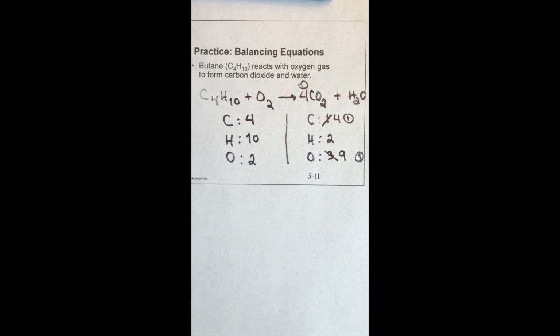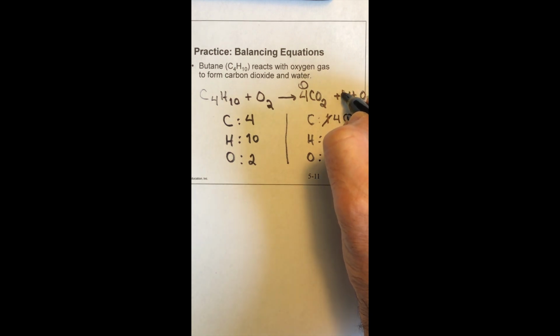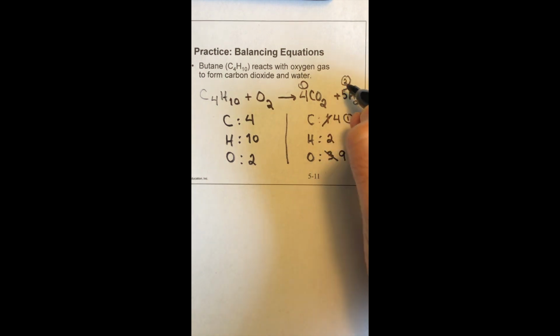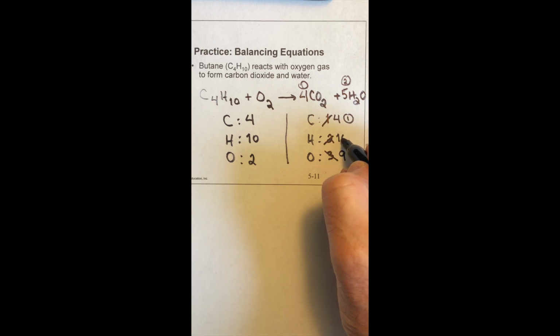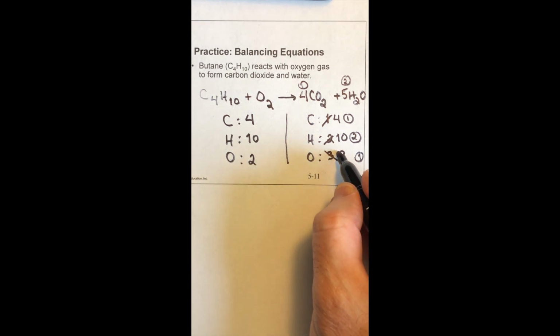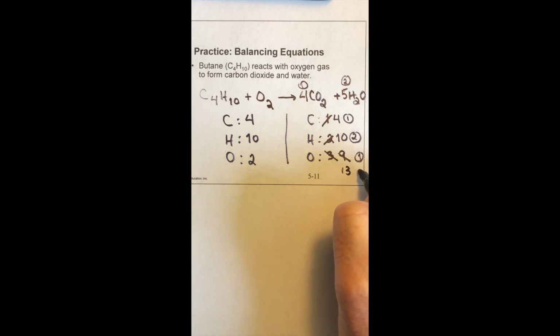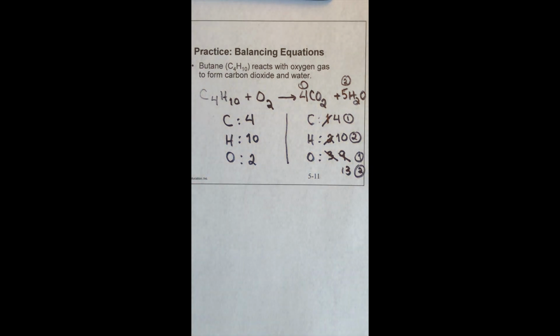Okay, let's tackle now the hydrogens. As we can see here, we have 10 on the left side, 2 on the right side, but they are all in the water molecule. So to get this to be 10, I can add a coefficient of 5 here. This will be step number 2. And as a result, now I have 10 atoms of hydrogen. But as a result of that also, I now have 8 and 5, 13 atoms of oxygen here on the right side.